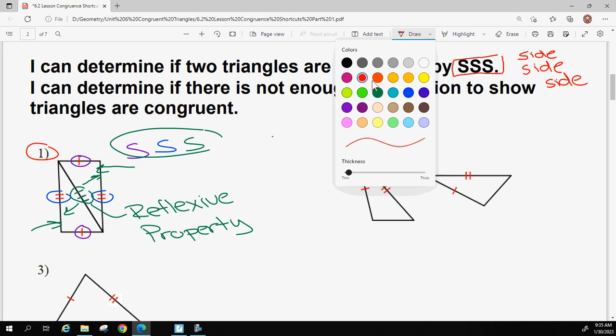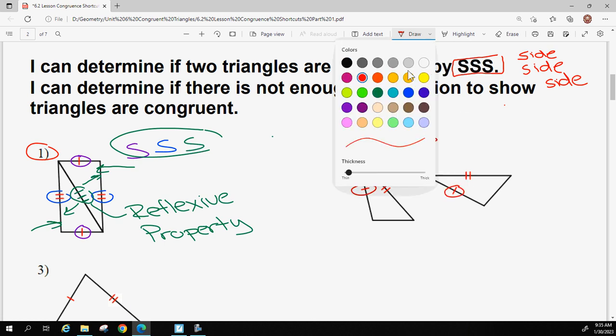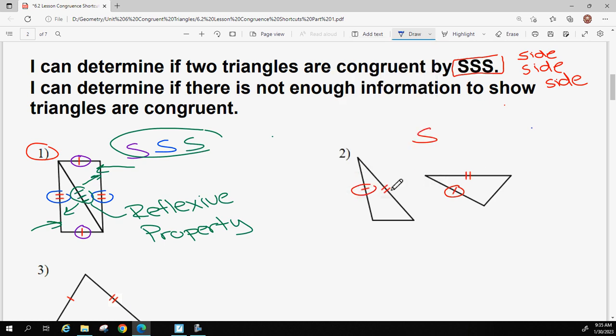And so if I'm looking to find the side, side, side shortcut, I want to look to see if I have sides that are congruent. I have one here. I have another one here. And in the last picture, I was able to mark a third side because of this reflexive property. But that was only because the two triangles shared that side. They had that overlap where they were sharing a side.